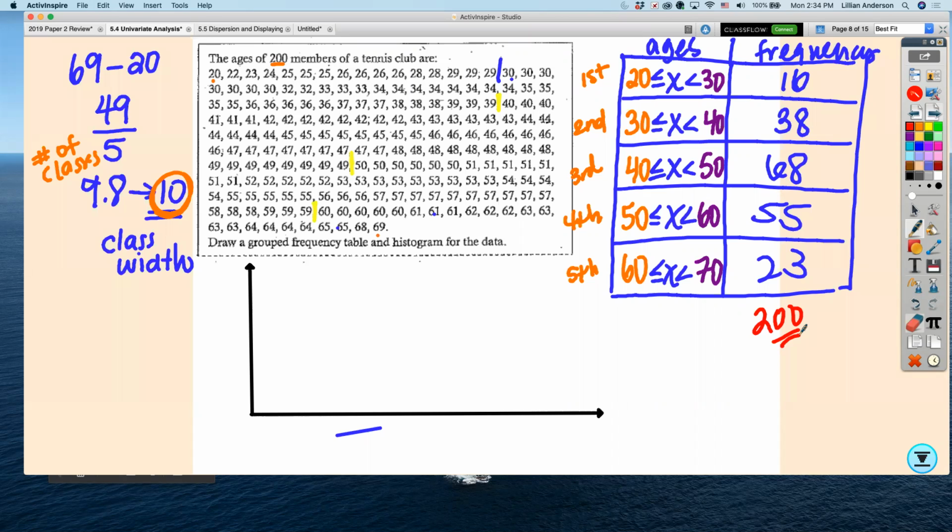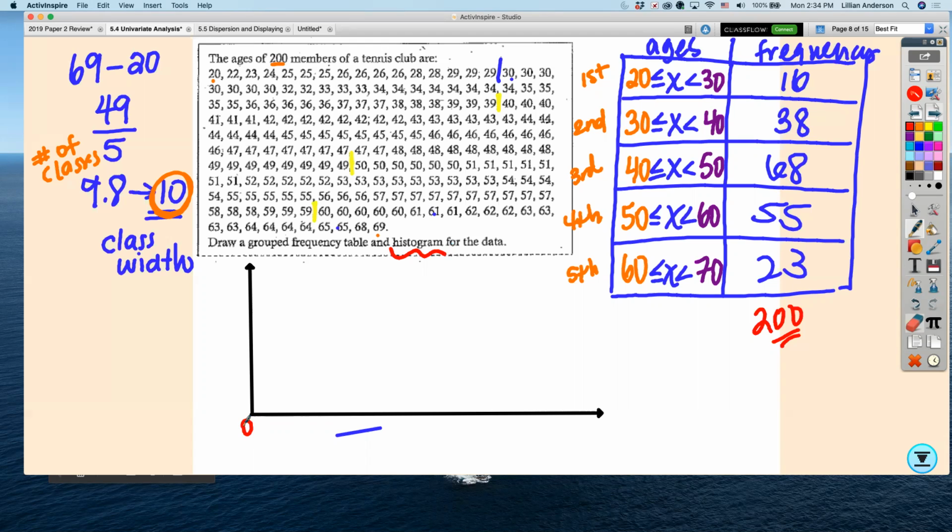And now to create my histogram. A histogram is very different from a bar graph. The main difference is that the bars touch. In a bar graph, the bars do not touch. In a histogram, the bars do touch.